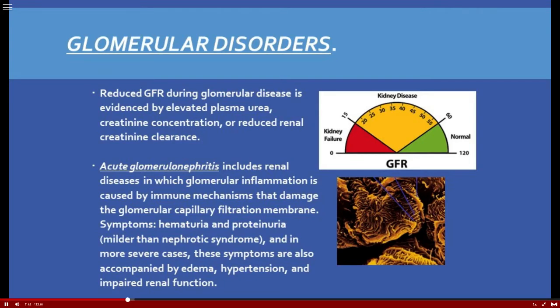So acute glomerulonephritis includes renal diseases in which glomerular inflammation is caused by immune mechanisms. It can also be caused by toxins. It can be caused by drugs, but most of the time it's some sort of immune mechanism. So the symptoms are usually hematuria and proteinuria, much milder though than nephrotic syndrome, which we're going to talk about all by itself here in a minute. And in more severe cases, these symptoms are also accompanied by edema, hypertension, and impaired renal function.